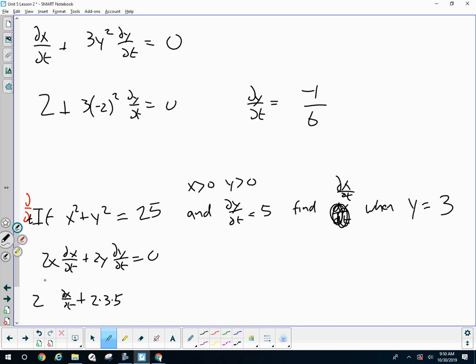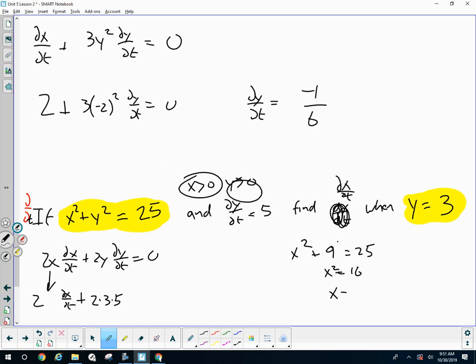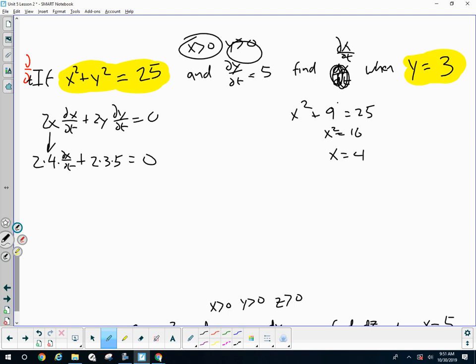But I have a problem. What the heck is x? It didn't give me x. But that's okay. I can find x. I know x squared plus y squared equals 25. I will be able to find what x is when y is 3. x squared equals 25 minus 9. That's 16. I'm told x is bigger than 0 and y is bigger than 0, so x is 4. This is an extra step that I have to do to find dx/dt. I need to find that x is 4.